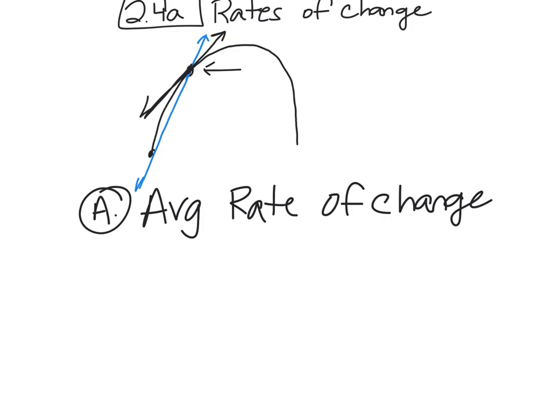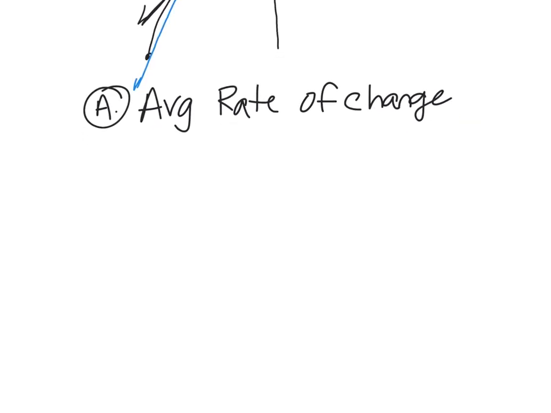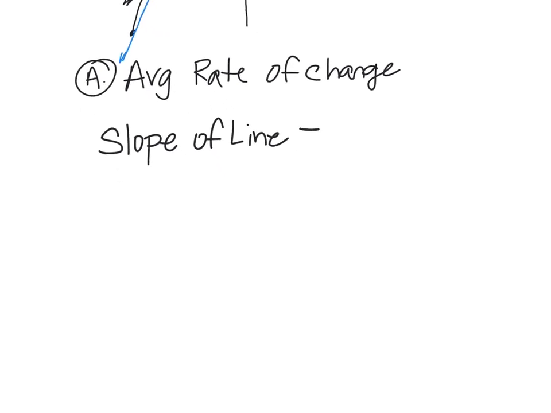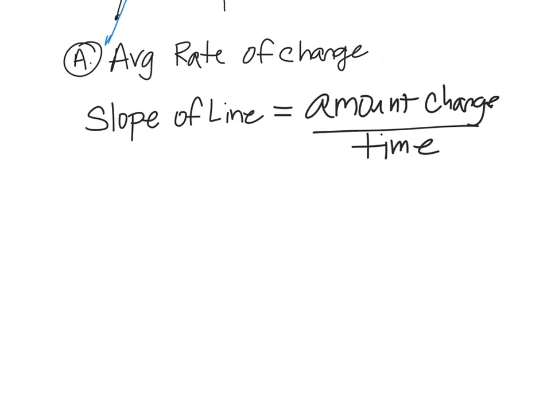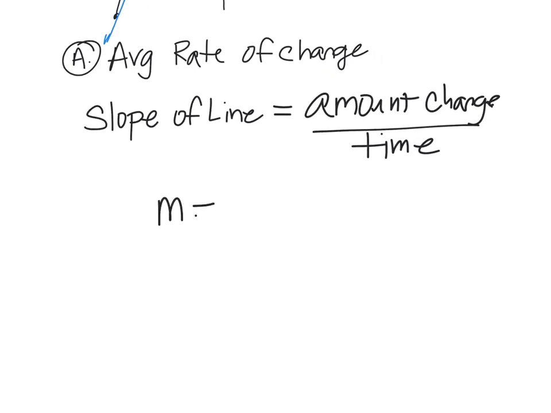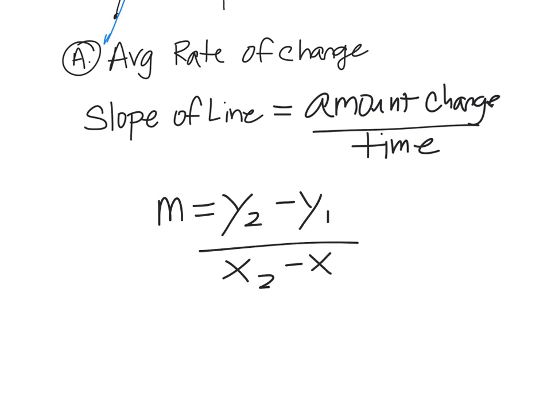Here we go. The average rate of change is basically the slope of the line. It's the amount of change divided by the time. And we usually know it as our slope formula: m equals, hopefully you still know the slope formula, y2 minus y1 over x2 minus x1.